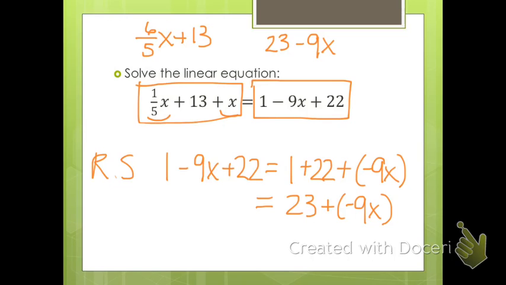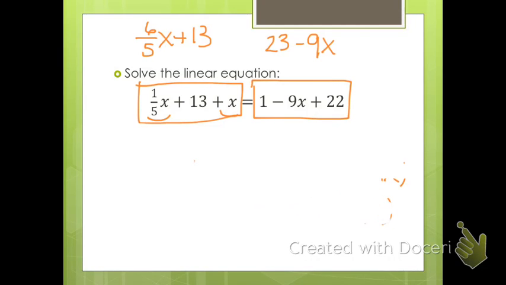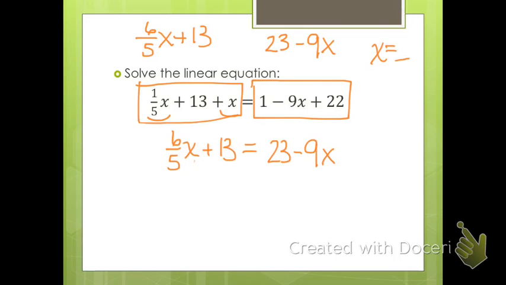Okay, so now that we have transformed both sides of this equation, we can work with the simpler equation and use our properties of equality. So let's go ahead and rewrite this down here. We've got 6/5 x plus 13 is equal to 23 minus 9x. Okay, so I want to again get this in the form of x equals some number.